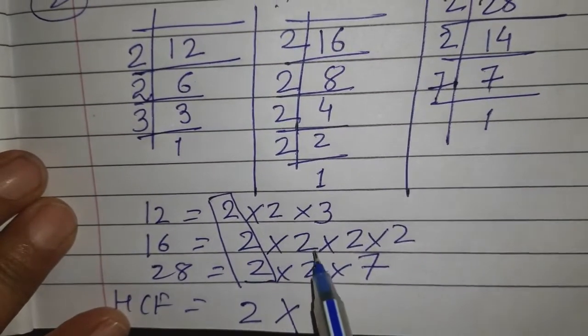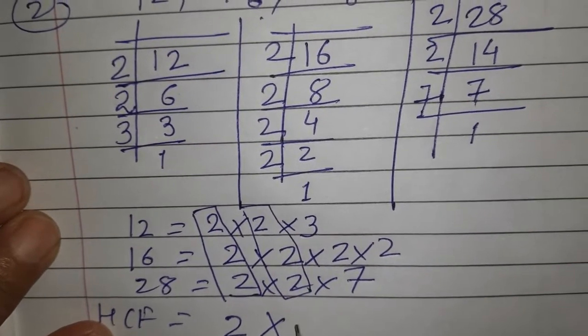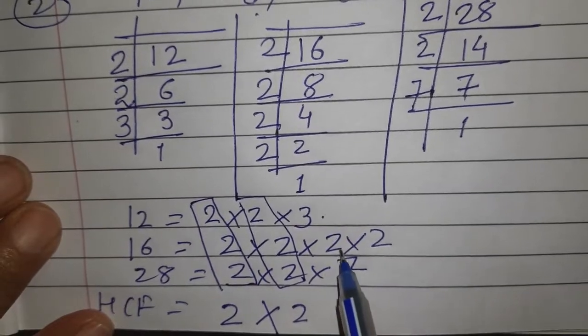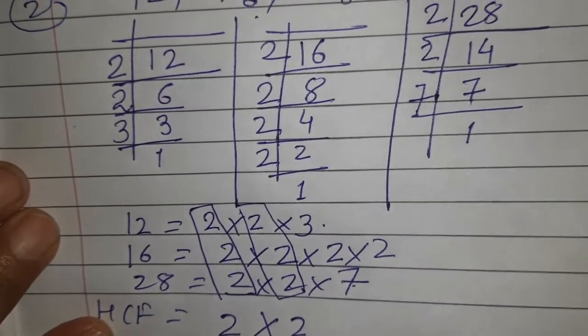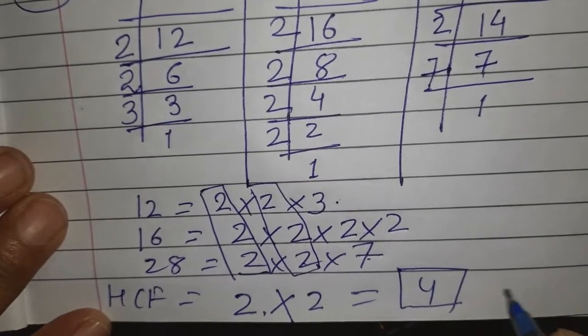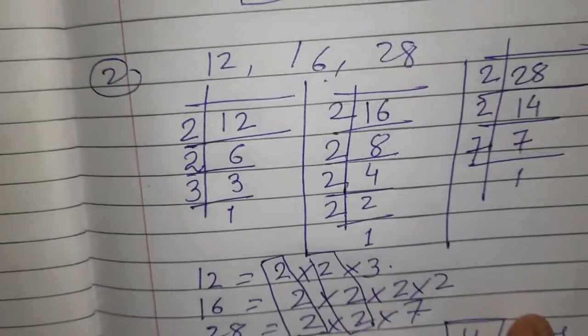Again, this 2 here, 2 here, 2 here. Then again make this group of 2. Now is any number there in all the 3? No. Here 3 is not there. Here 7 is not there. So only this. So 2 2s are 4. So what is your answer? 4 is the HCF of 12, 16 and 28.